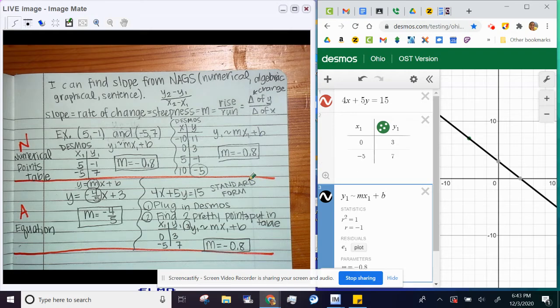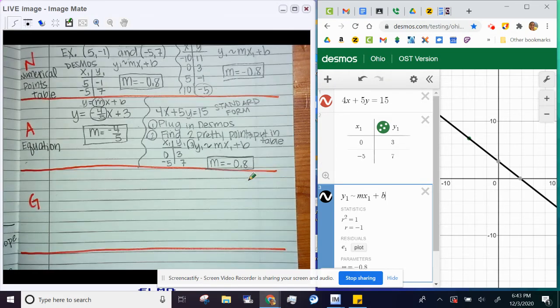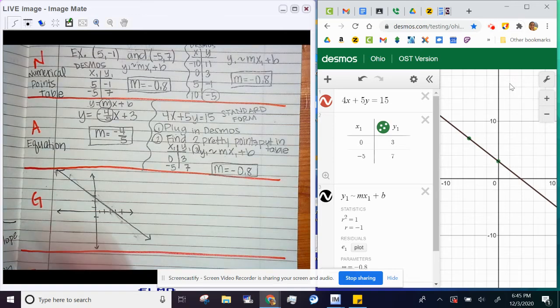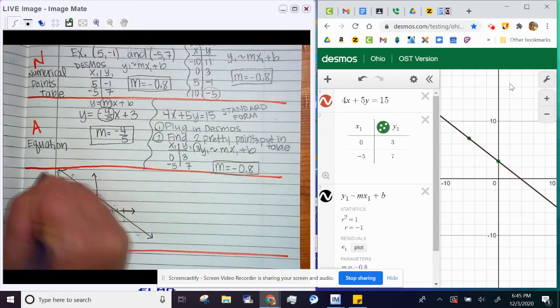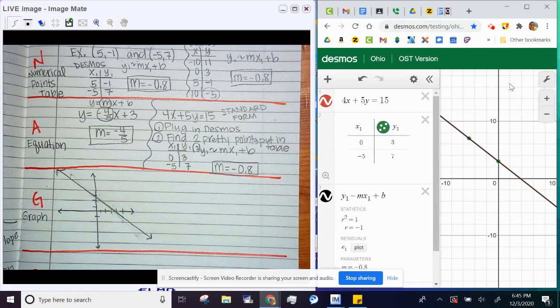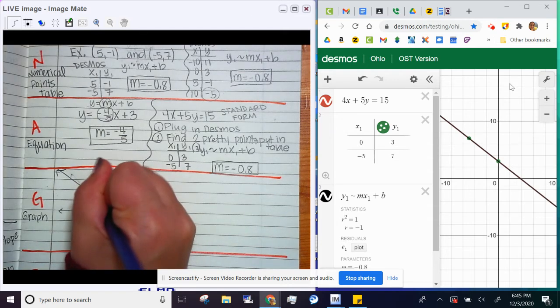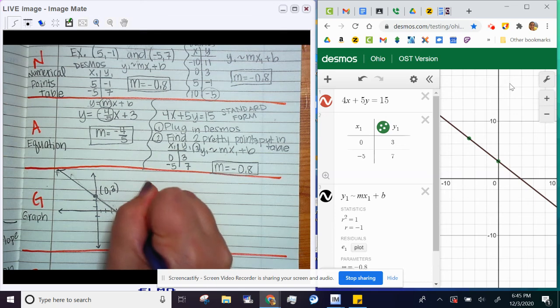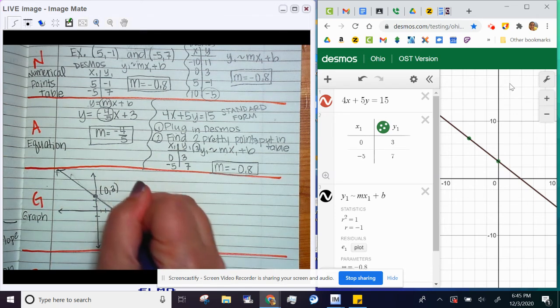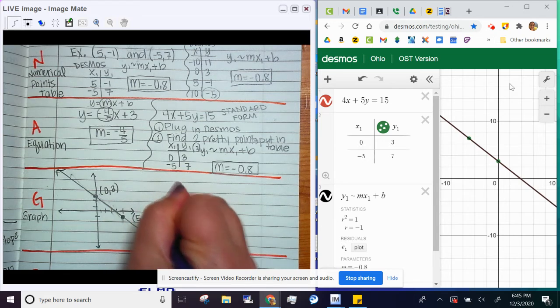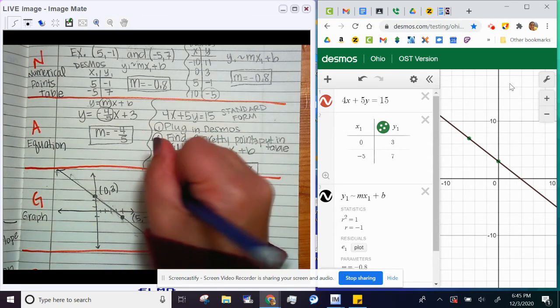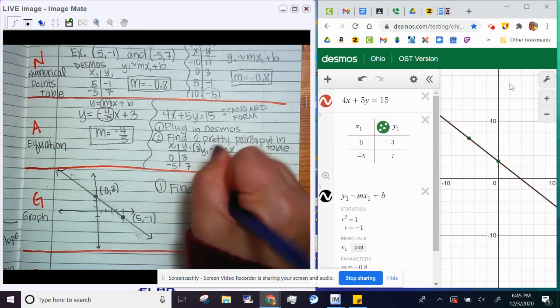Okay, sometimes we're given a graph. So I'm going to quickly draw this graph, and then we're going to start talking about it. So G is for graphical, which is a graph. So here's my graph. Go ahead and sketch it on your paper. I've got a pretty point right here at 0, 3. And there's a nice point right here at 5. 1, 2, 3, 4, 5. And it's down 1. So that's a -1. When I get a graph, my first step is always find 2 pretty points. We found those.